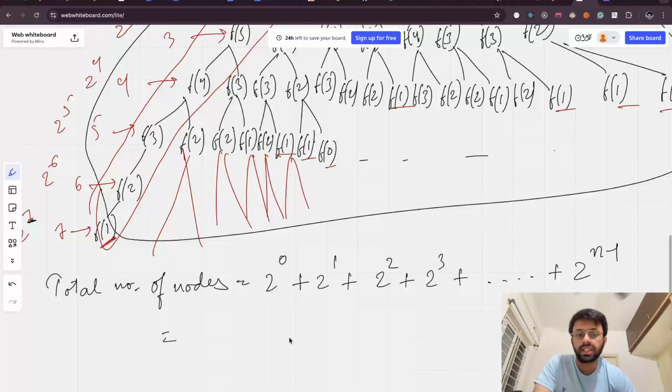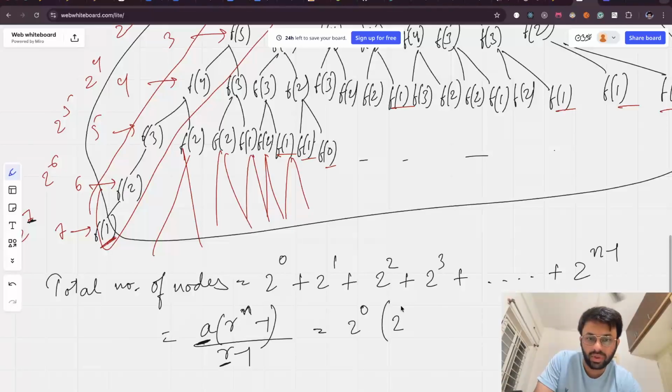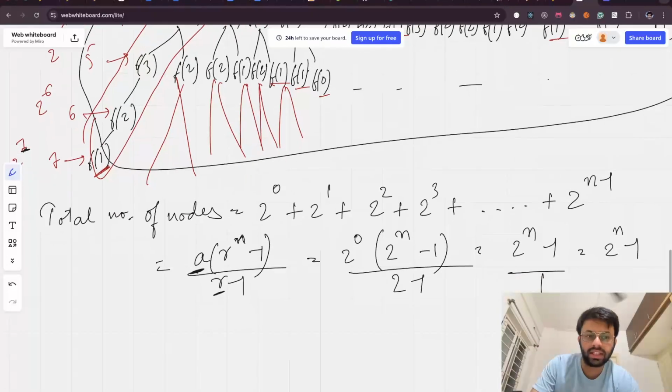If you know the sum of geometric progression formula, it is usually something like this: a into r power n minus 1 by r minus 1, where a is the starting point, r is the ratio which is getting multiplied, and n is the number of elements in the entire series. So a is 2 power 0, the first element, r is 2, and 2 power 0 is 1, so this is 2 power n minus 1 by 2 minus 1, which is 1, so this is 2 power n minus 1. That's it. Total number of nodes is this.